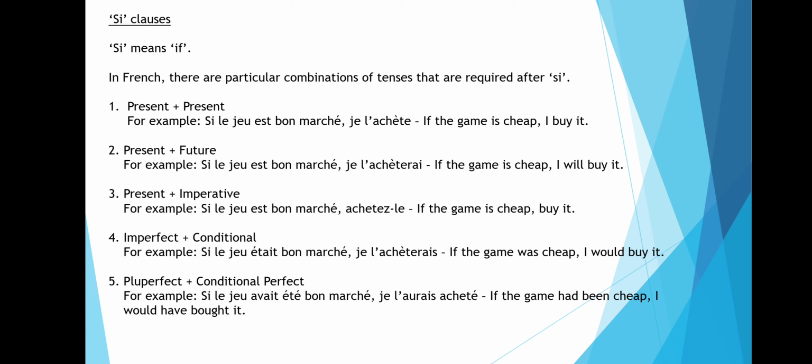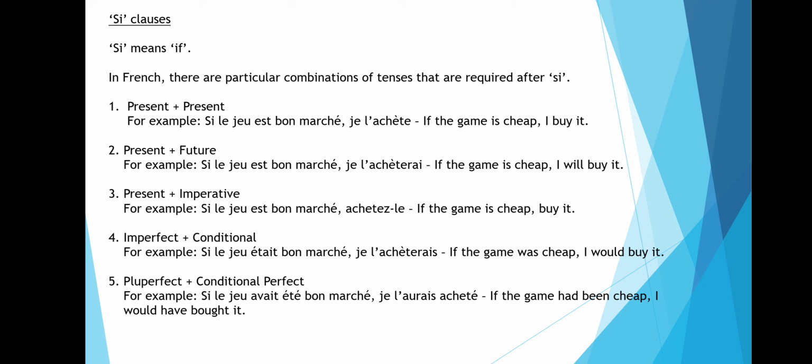And next you can do is present and imperative. So si le jeu est bon marché, achetez-le. If the game is cheap, buy it. We haven't gone through imperatives yet, but they're basically bossy verbs, so they tell you what to do, like cook the egg or buy the shopping. Next, imperfect plus conditional. For example, si le jeu était bon marché, je l'achèterais. If the game was cheap, I would buy it.